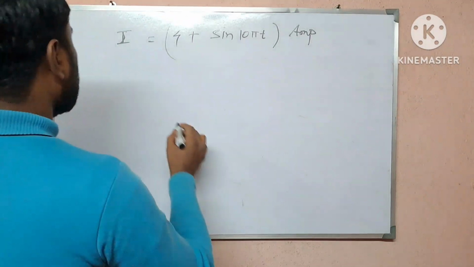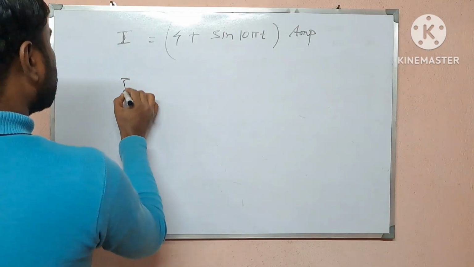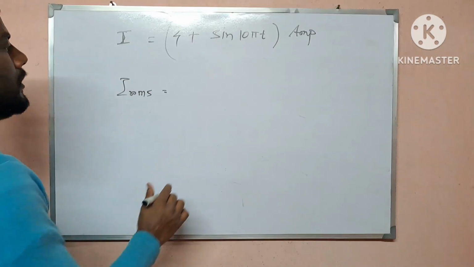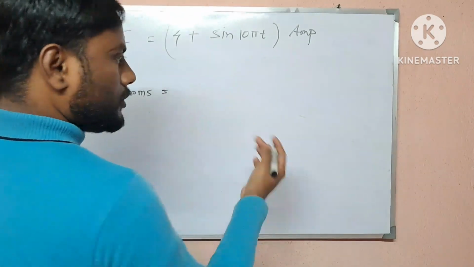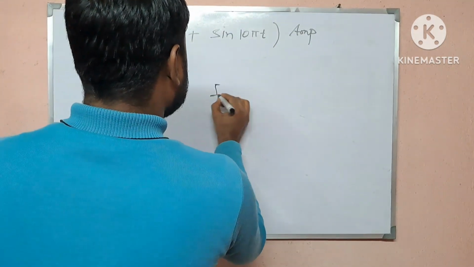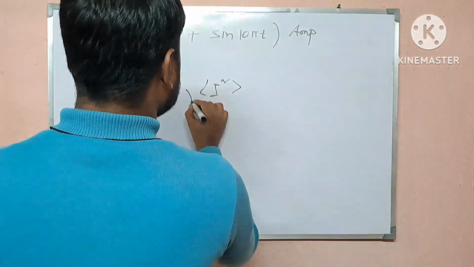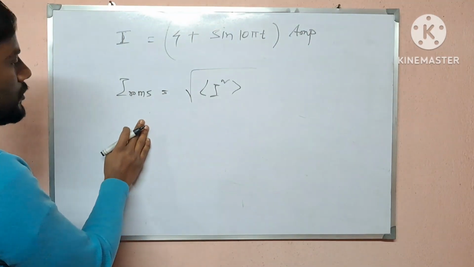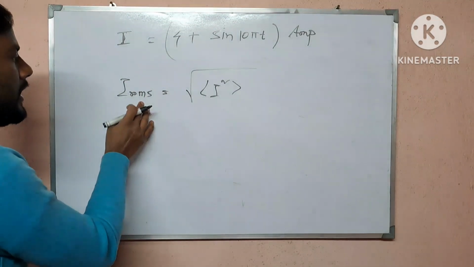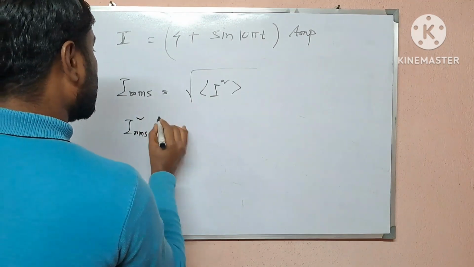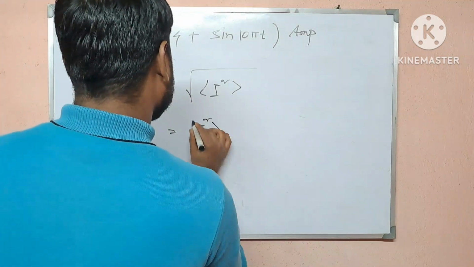Now we all know RMS current means IRMS. RMS means root mean square. So what we have to do is square, then take its average, and then its root. First you have to take the square, then take the mean, and then the root. So IRMS square equals the average of I square.